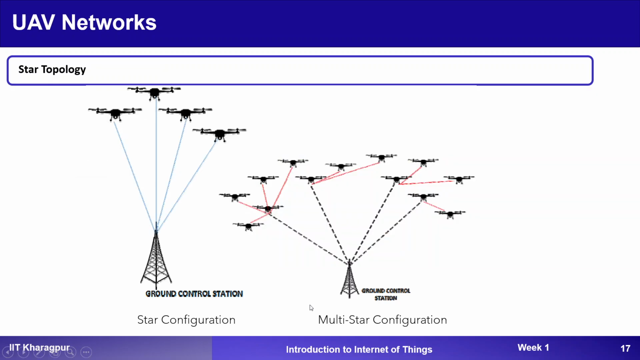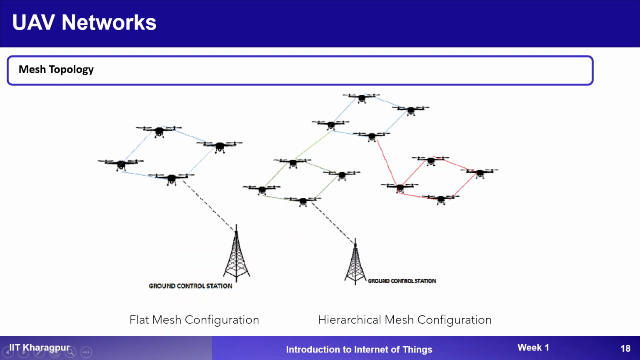So these are the topologies. First one is your star topology. In case of your star topology, there is one ground station and all the UAV devices are connected to that ground station. In case of your multi-star topology, there will be multiple devices which are configured in star topology, and out of those multiple star topologies, one device will be connected to your ground station. For example, this is your first topology, second topology, third, fourth. From all the four topologies, only one device is connected to your ground station.